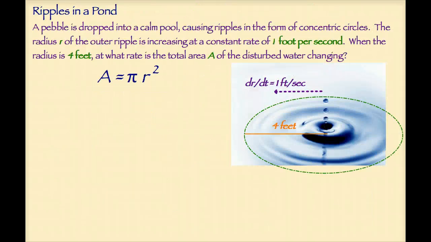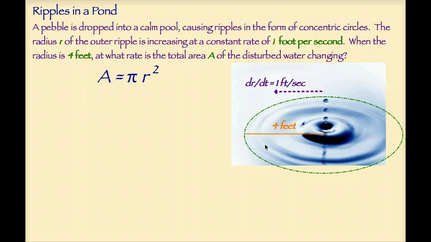Let's look at another related rates scenario. A pebble is dropped into a calm pool, causing ripples in the form of concentric circles, which is what we see depicted here. The radius r of the outer ripple is increasing at a constant rate of 1 foot per second. When the radius is 4 feet, at what rate is the total area A of the disturbed water changing?